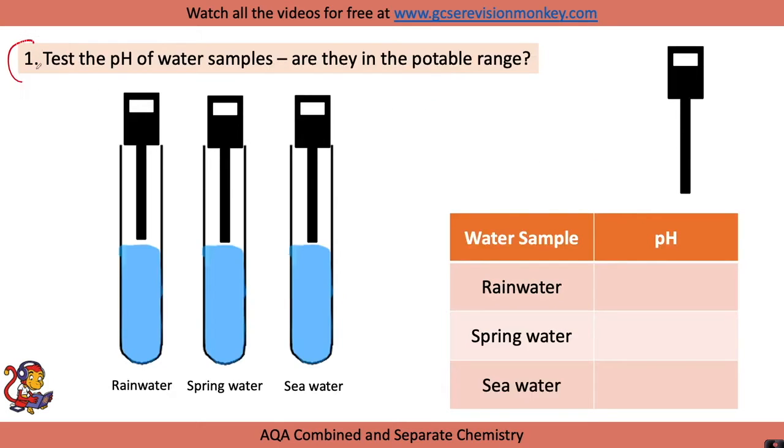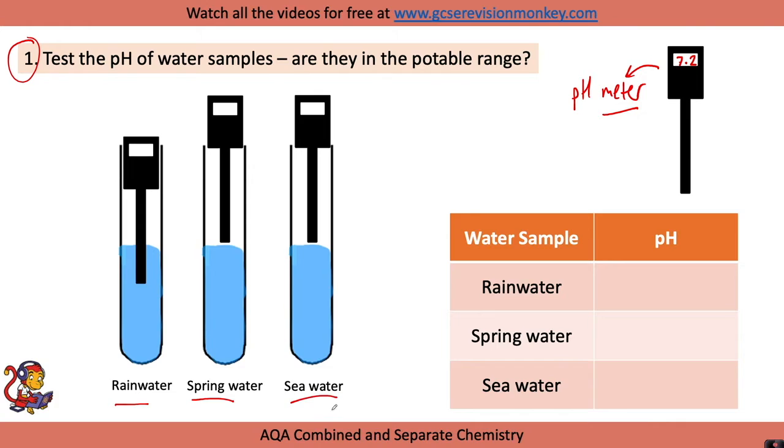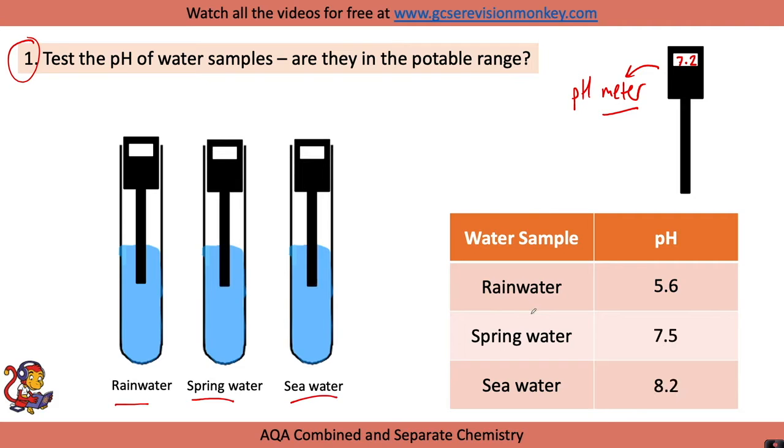So looking at the first step then, testing the pH of water samples, we would use a device called a pH meter, or sometimes you may see it called a pH probe, but a pH meter is best. All you do with the pH meter is put it in your sample, and then it will give you a reading of the pH digitally. So I've got 3 different samples here. I've got some rainwater, some spring water and some seawater. And I put my pH probe in the rainwater, and I would then record the pH in the table. Repeat that with spring water and record the pH, and finally with seawater and record the pH.